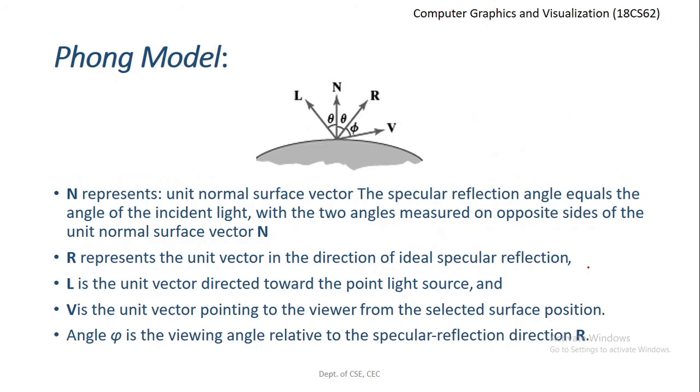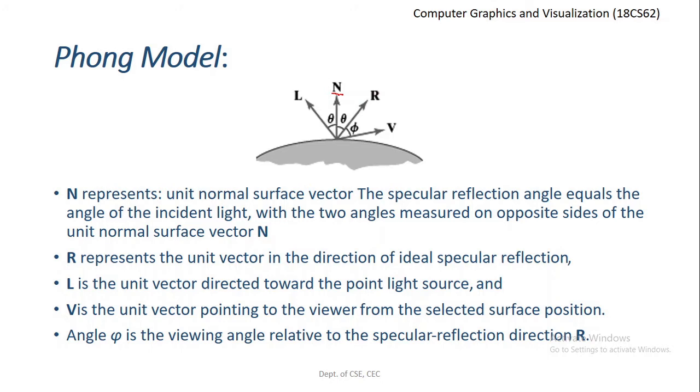Now, for a Phong reflection model, we need to consider four vectors. A very, very important question for your exam, frequently asked in the university examination: explain the Phong model and the different vectors used in it. So the Phong model basically uses four different vectors. As shown in this diagram, it uses one vector called the vector n, which is basically the unit normal surface vector.